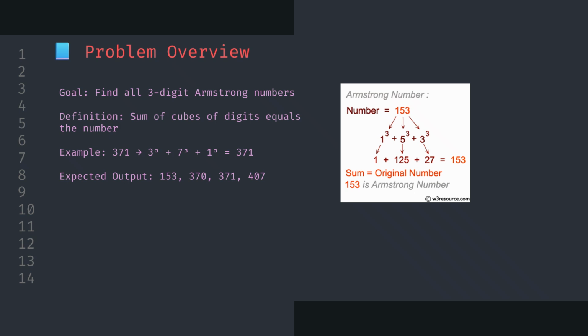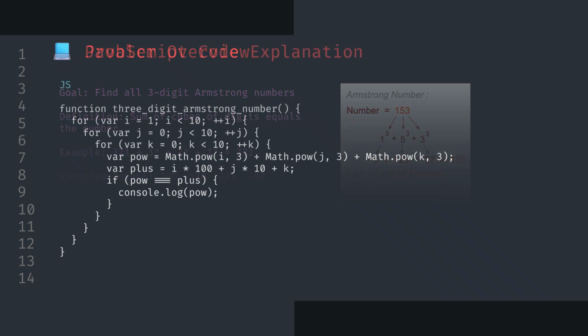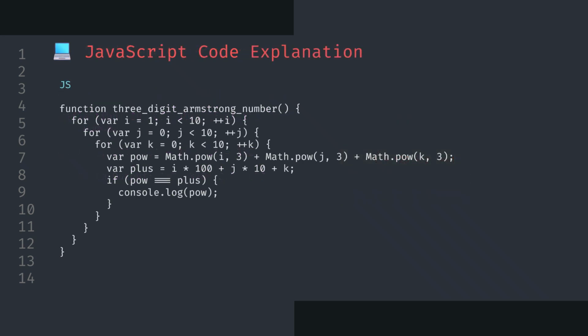Let's dive into the code implementation. We define a function that loops through all possible 3-digit combinations. We calculate the cube of each digit and then sum them. If the sum matches the original number, we print it to the console. This finds all Armstrong numbers between 100 and 999.